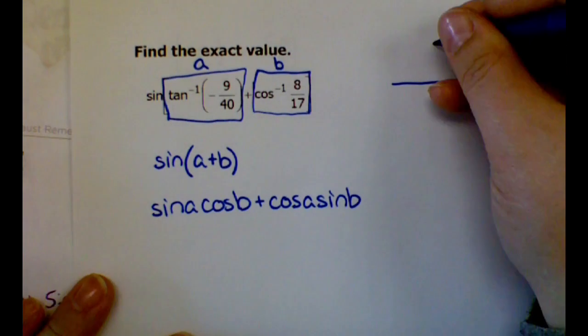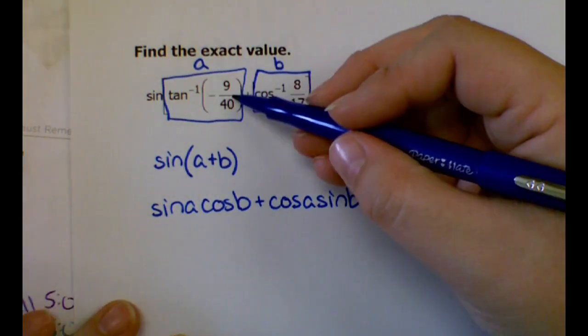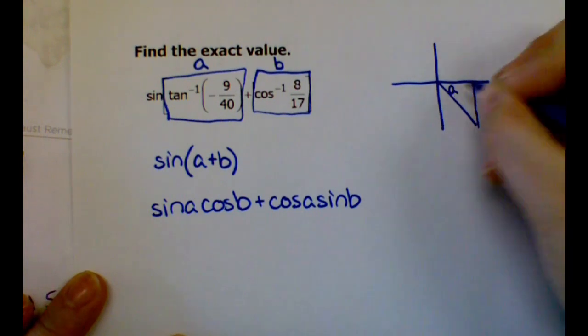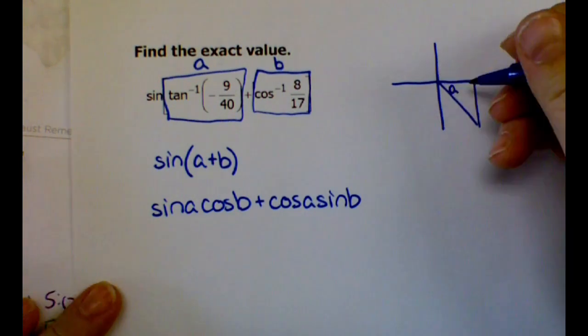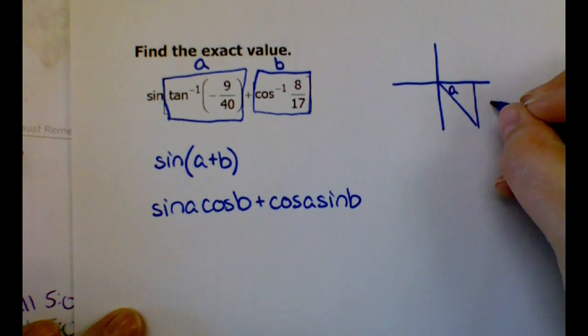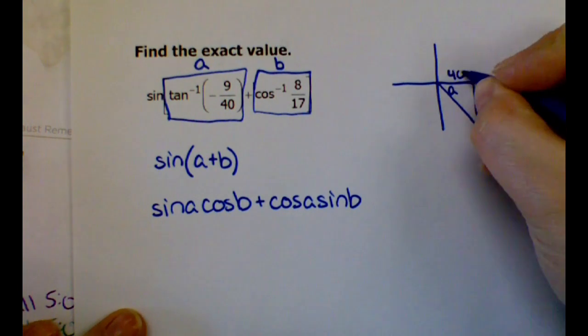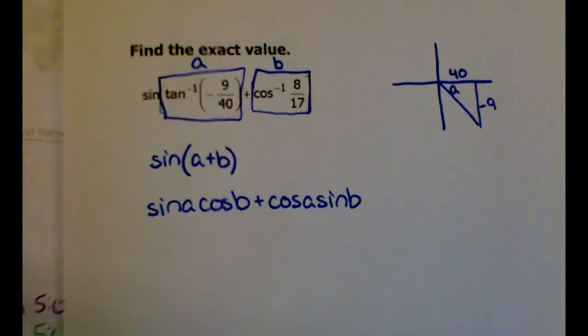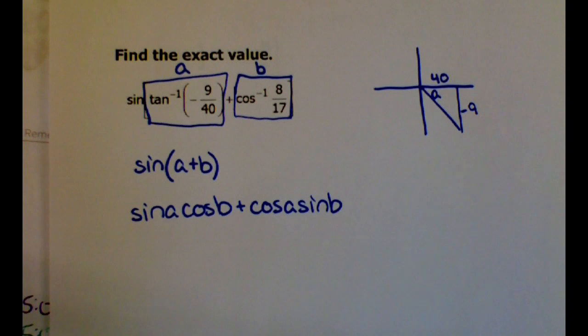Actually, we're not going to find A and B. Tangent inverse of a negative, that's going to be in the fourth quadrant. I'm calling that angle A. Tangent is negative 9 over 40, so opposite over adjacent, that opposite gets the negative. I can find my missing side using the Pythagorean theorem. And this doesn't happen to be one I know off the top of my head, so I'm grabbing my handy calculator. Square root of 40 squared plus 9 squared. 41.